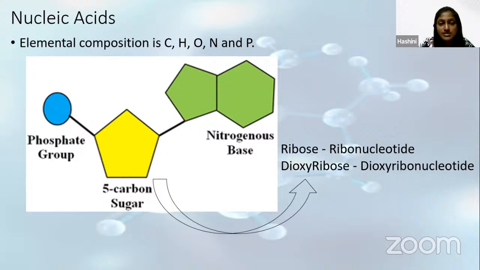So we discussed the elemental composition. They are C, H, O, N and P. There are two types of nucleic acids, DNA and RNA. How are DNA and RNA created? These are also polymers, right? They are made by combining monomers. The monomer is the nucleotide, and RNA is made of ribonucleotides. The DNA is made of deoxyribonucleotides, right?